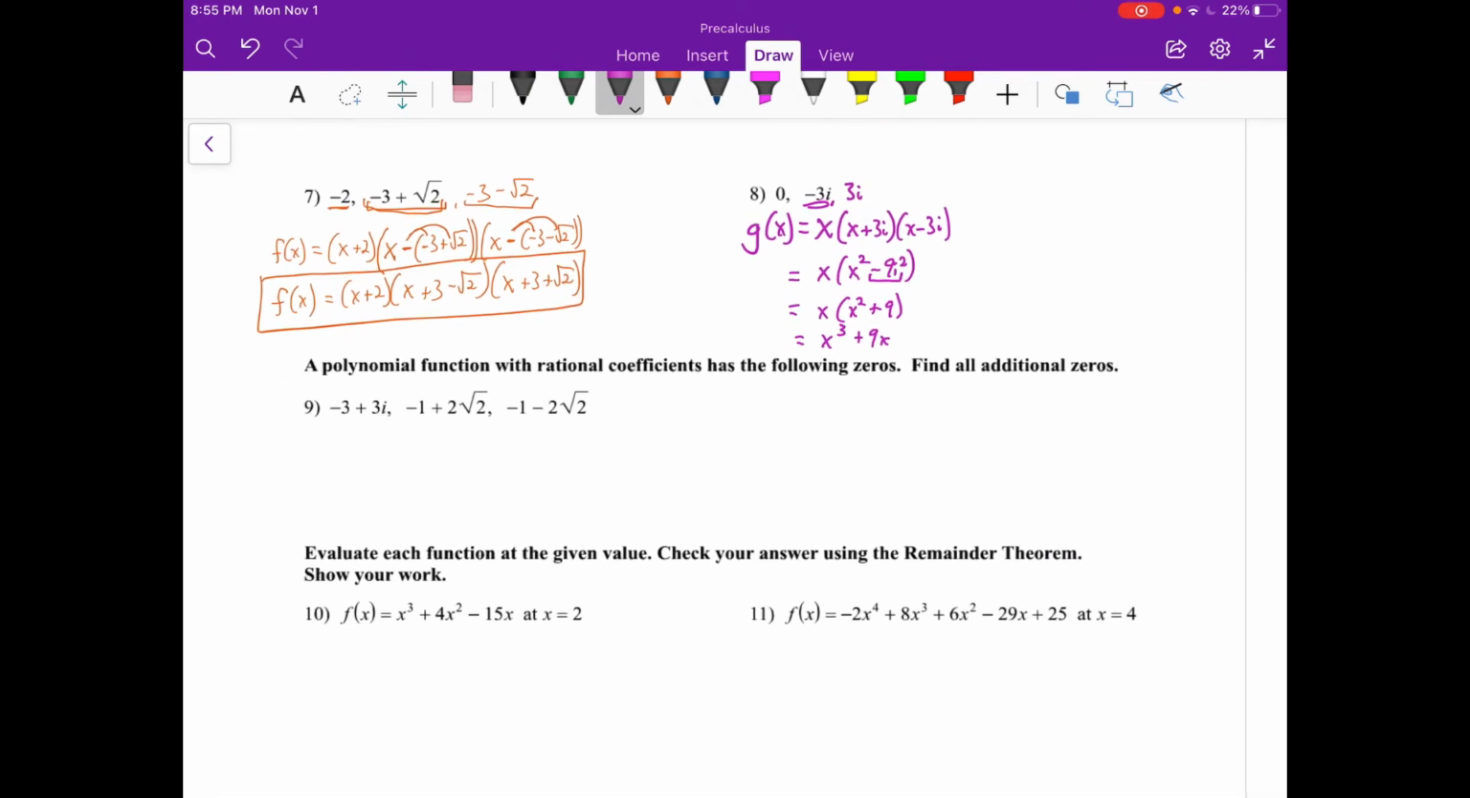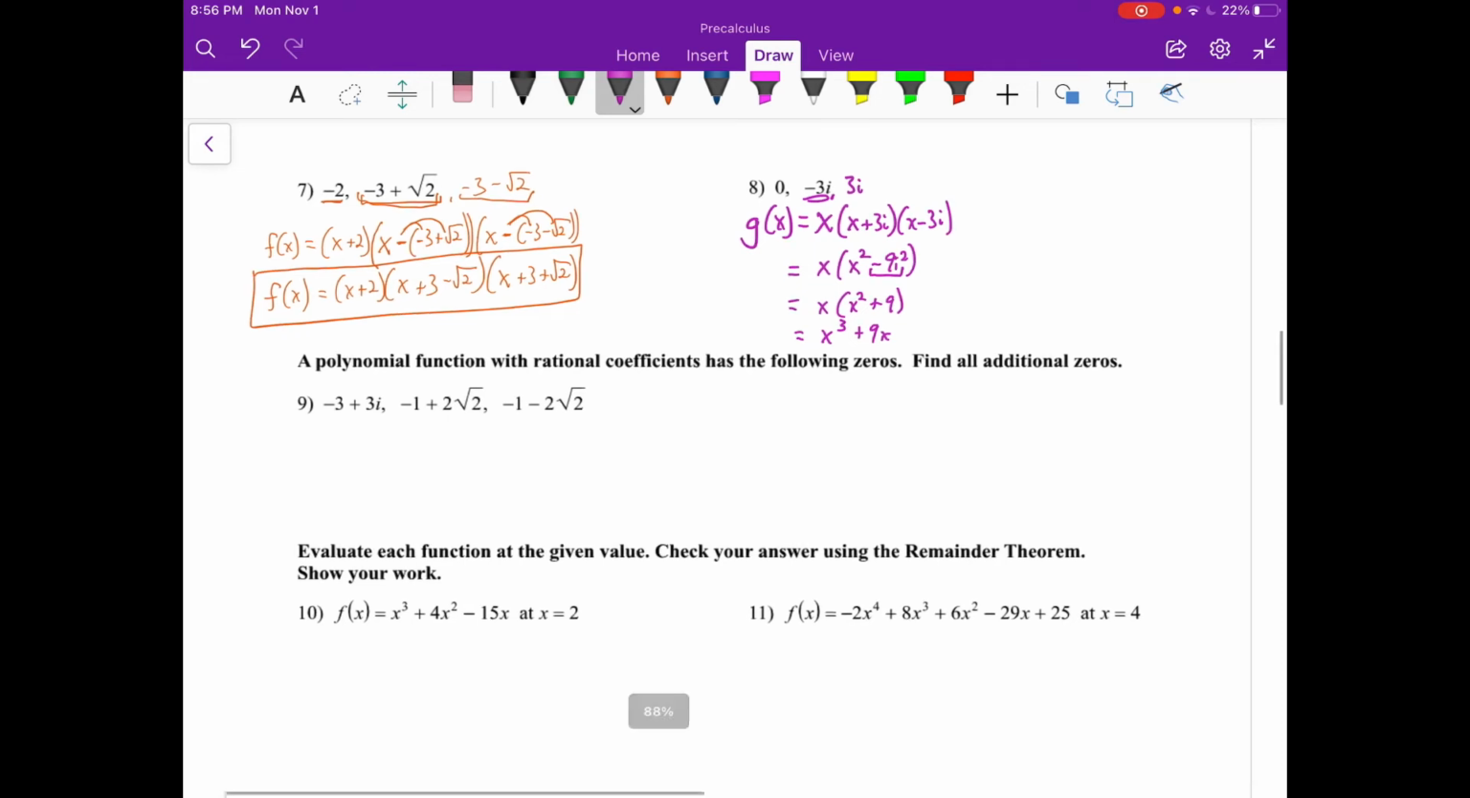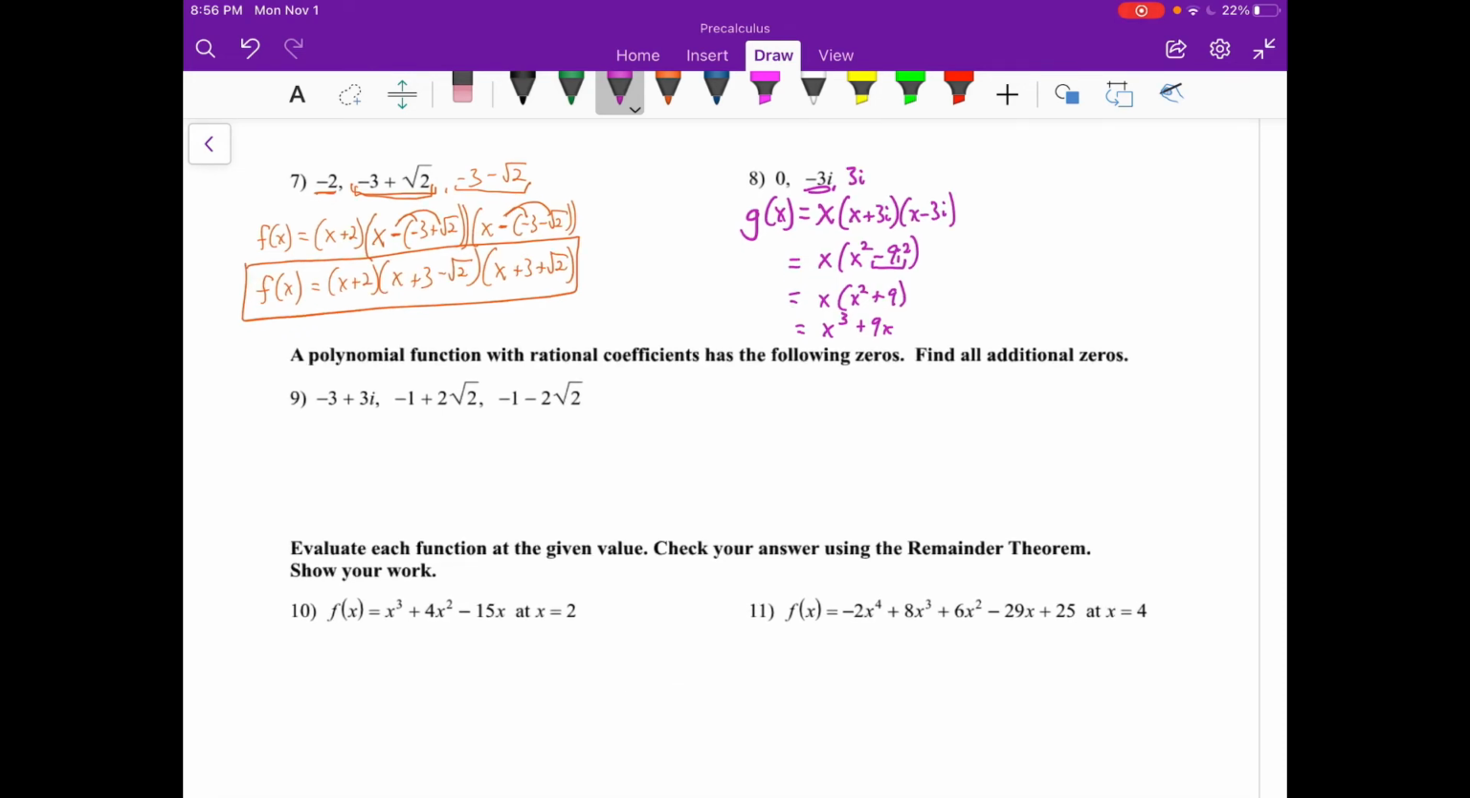Number 9, a polynomial function with rational coefficients has the following zeros. Find all additional zeros. Well, here is an imaginary number. Its conjugate also has to be a zero, so we would have negative 3 minus 3i. Here is an irrational number, so its conjugate would have to be a zero, and it's actually already listed as one of those zeros. So we don't have to write anything else. So the only other additional zero in this case would be the negative 3 minus 3i.